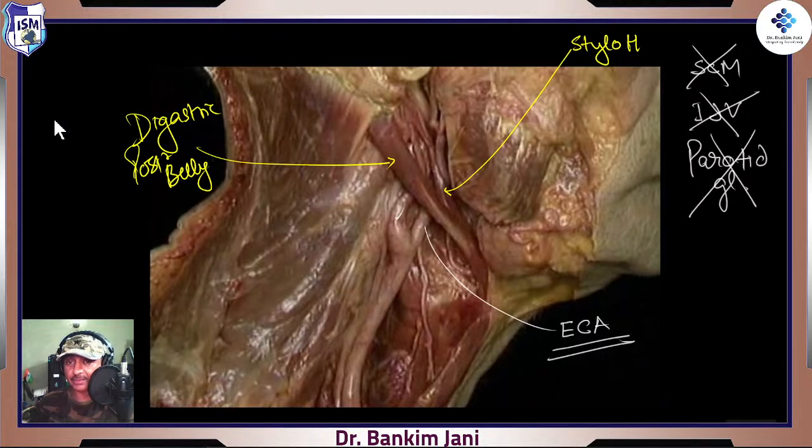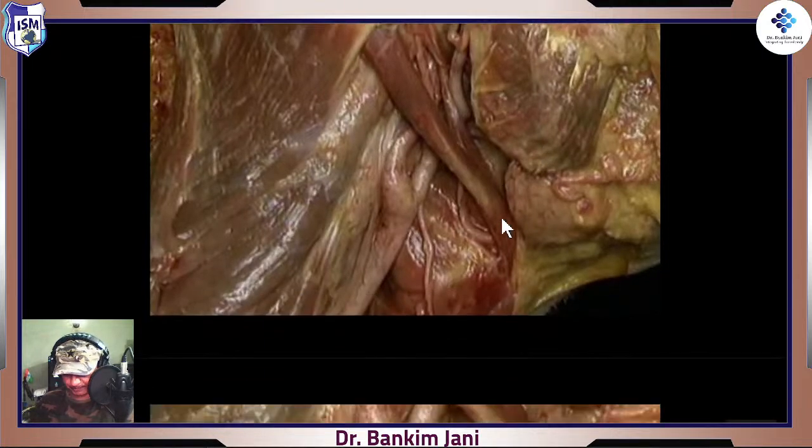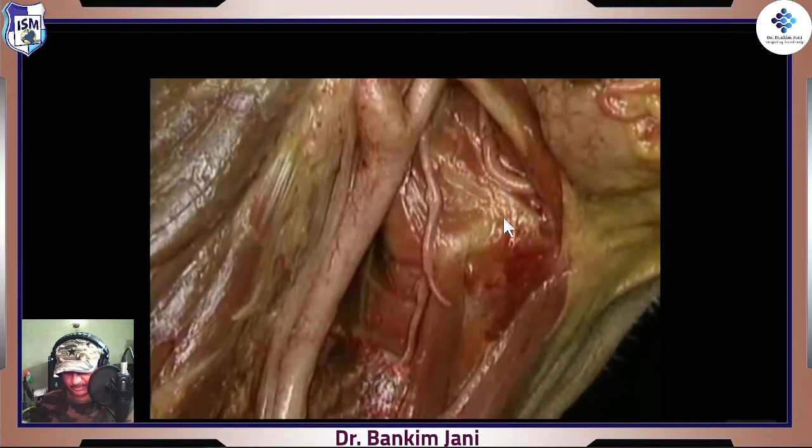Now this external carotid, we just cut it and we trace it up. See, it is going all the way. These are the two terminal branches. But this is not the way we want to see it properly, so let's dissect it further.